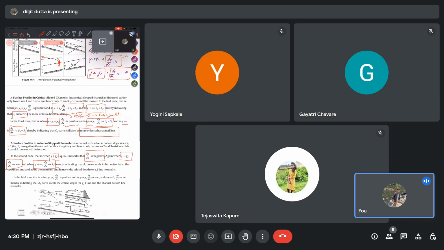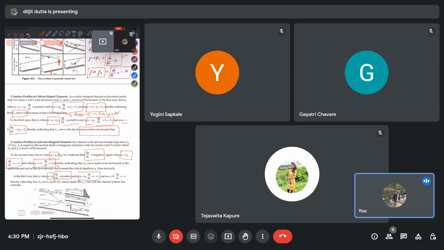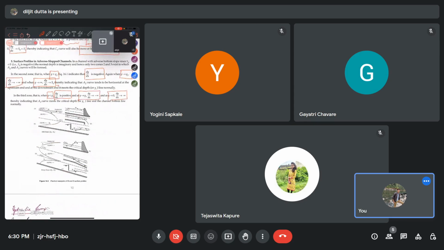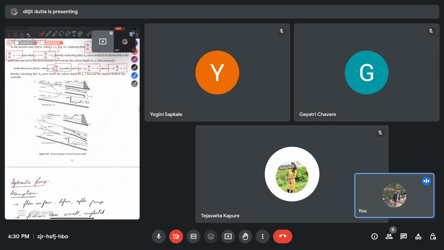And the third zone, this is a3, this is a2, the third zone when y is less than yc, so the depth of flow is less than the critical depth. In that case, dy by dx will be positive, and as y tends to yc, dy by dx will tend to minus infinity, and as y tends to 0, dy by dx will tend to infinity. Okay, this was the discussion about the slopes, and now we'll see how these slopes can be obtained.